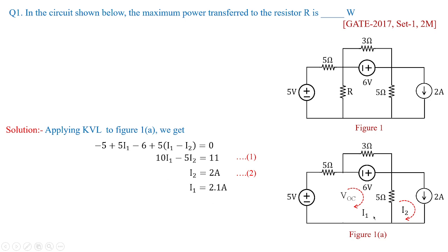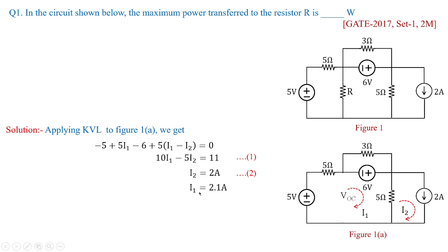Then you're going to get the value of I1, which will be equivalent to 2.1 amperes. Why? This I2 is 2. 2 multiplied with 5 becomes 10. And 10 when it goes to the right hand side becomes 11 plus 10, which is 21. So 21 divided by 10 will become the value 2.1 ampere. So this is how we frame the value of I1.